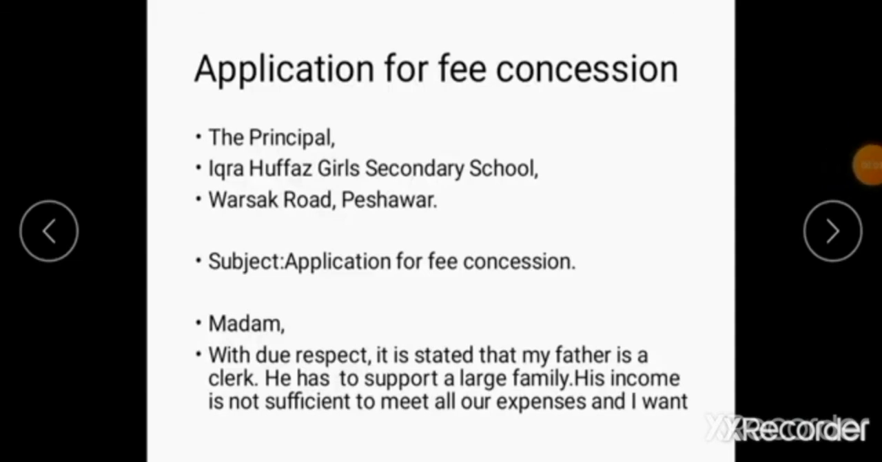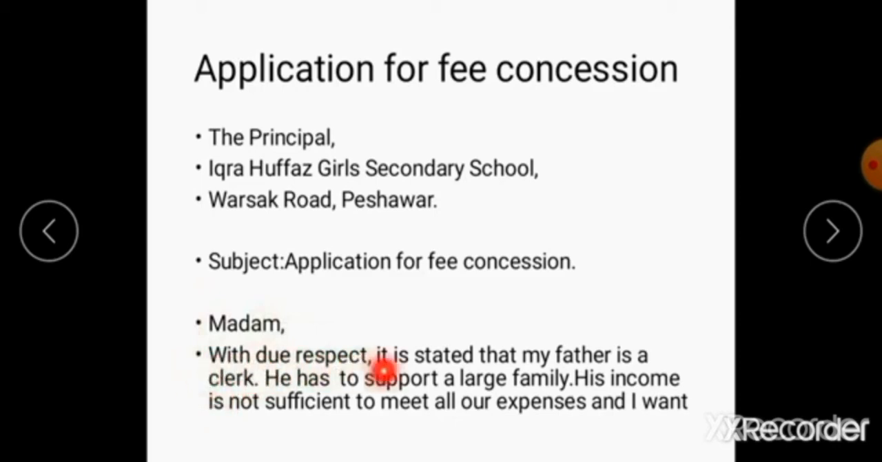Application for fee concession. The principal, comma, Ikra Hufaz Girls Secondary School, comma, Warsak Road, comma, Peshawar, full stop. Leave one line, subject, application for fee concession, then also skip one line. With margin line, write sir or madam, comma, then with margin line, start your main body of the application.